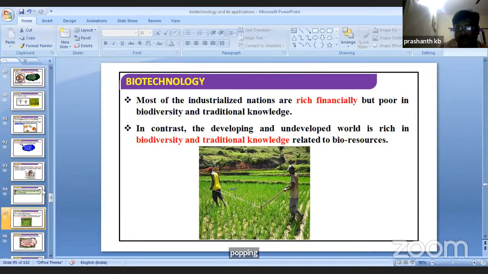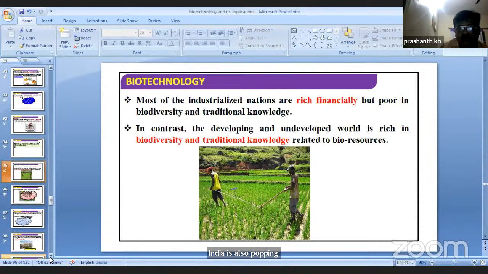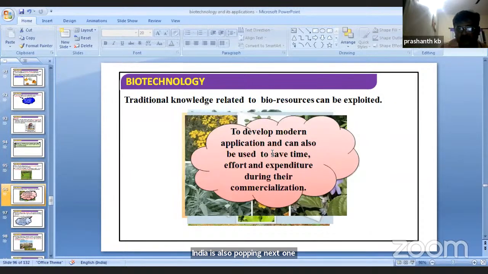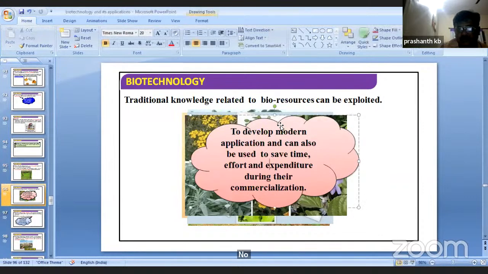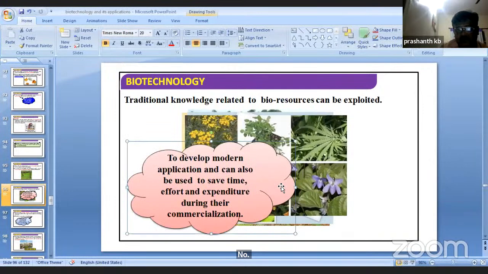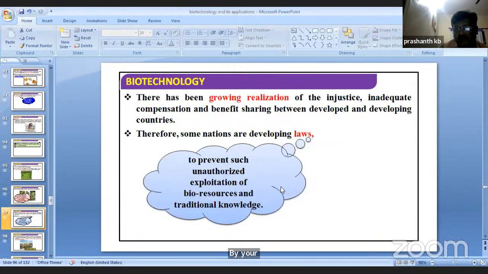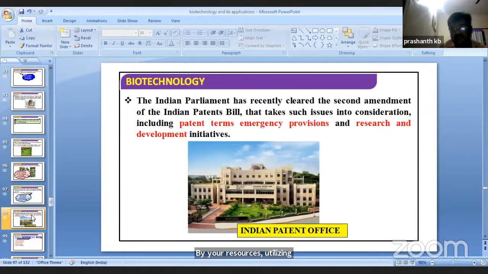Next one. So this is biodiversity, traditional method. Now, bioresources, utilizing the resources for the benefit of mankind. So laws are there. This is not the Indian patent. Like the US trademark office, we are having the Indian patent office.